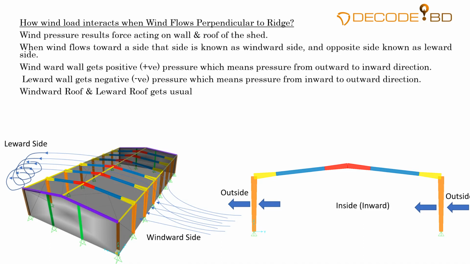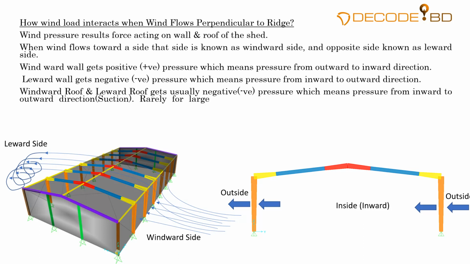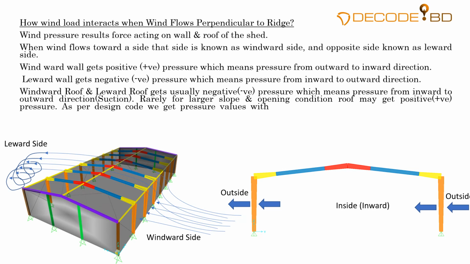Windward roof and leeward roof usually get negative pressure, which means pressure from inward to outward direction, that means suction. Rarely, for larger slope and opening condition, the roof may get positive pressure. As per the design code, we get pressure values with positive or negative sign. From these signs, we can understand the load direction. If it is a negative value, then the pressure goes from inward to outward direction. If it is a positive sign, then the direction will be reversed.